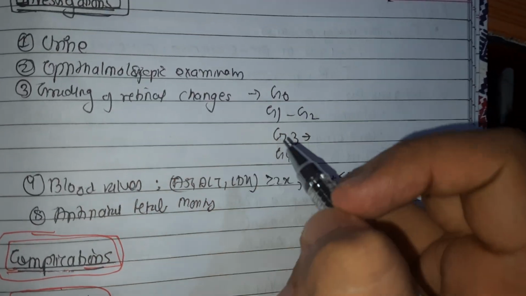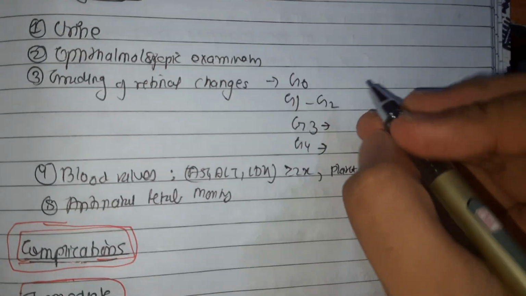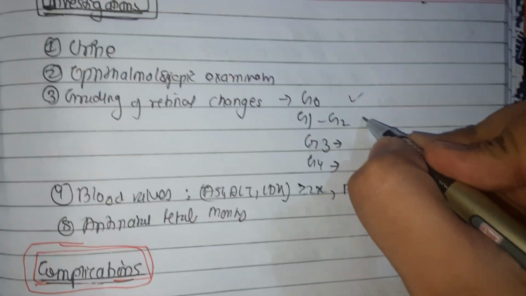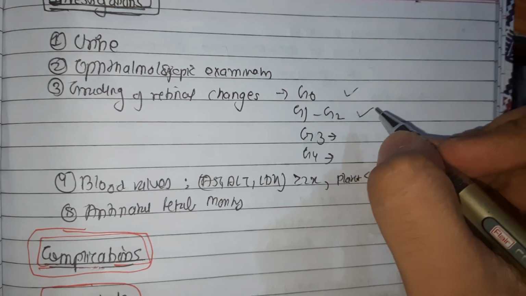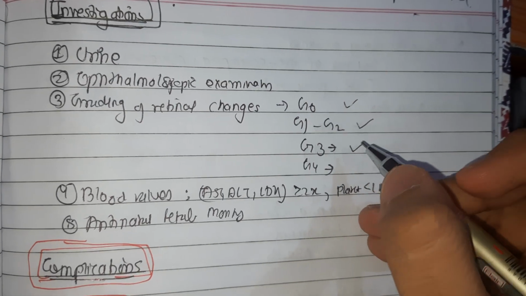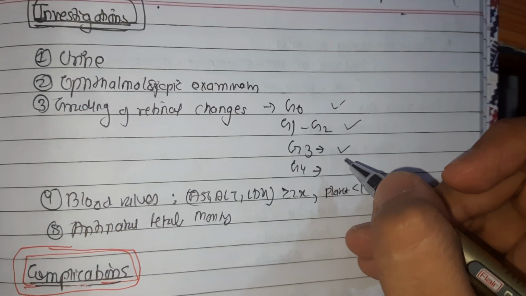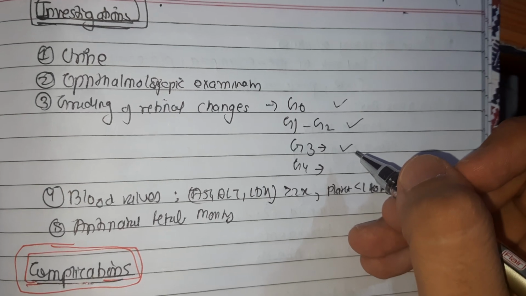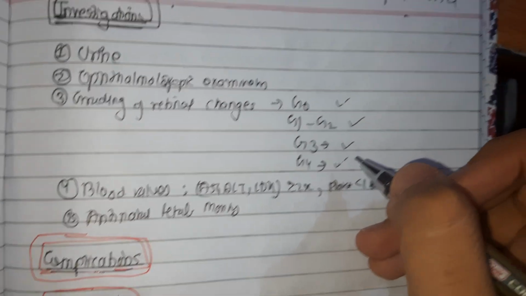For the grading of retinal changes, we can use the following grading. Grade 1 means a normal fundus. Grade 2 means arteriovenous narrowing or angiospasm. Grade 3 means the presence of edema, hemorrhage or exudate, the retinopathy of preeclampsia. And grade 4 means papilledema.